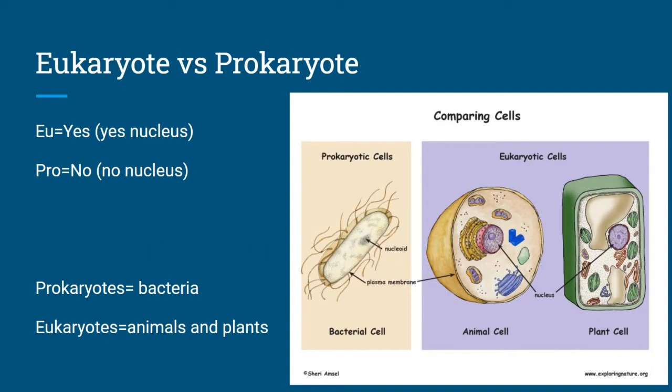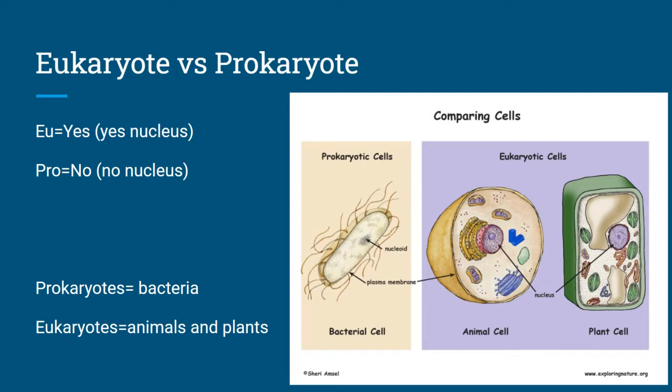First, let's review the difference between prokaryotic and eukaryotic cells. Eukaryotes have a nucleus. I like to remember U equals yes. Yes, they have a nucleus. Prokaryotes do not have a nucleus. Pro equals no. As you can see in the picture, animal and plant cells are complex, meaning they have membrane-bound organelles and they have a nucleus, so they would be eukaryotes.